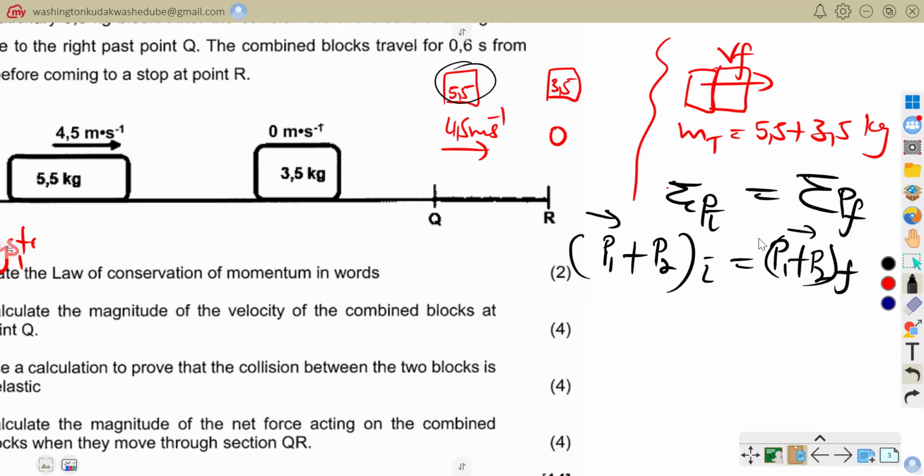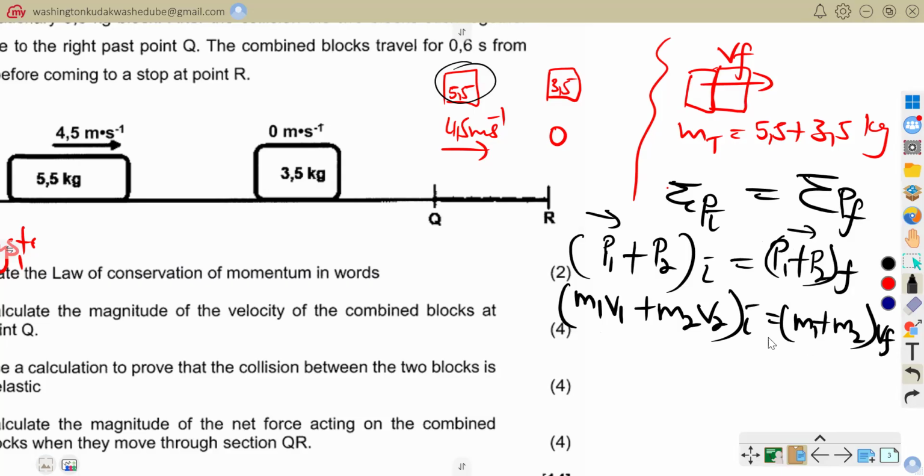And we've been told that these two stick together. So here I would say mass of object 1 times velocity of object 1 plus mass of object 2 times velocity of object 2 initial, is equal to mass of object 1 plus mass of object 2 times the final velocity that we are looking for. After that, we start substituting what we know. We know the mass, which is 5.5, and we know the velocity here, which is 4.5. And here we know the mass 3.5 and the velocity is 0.